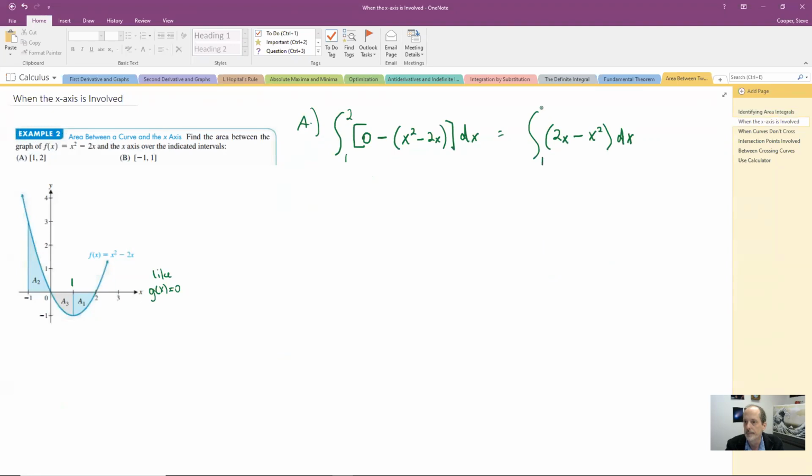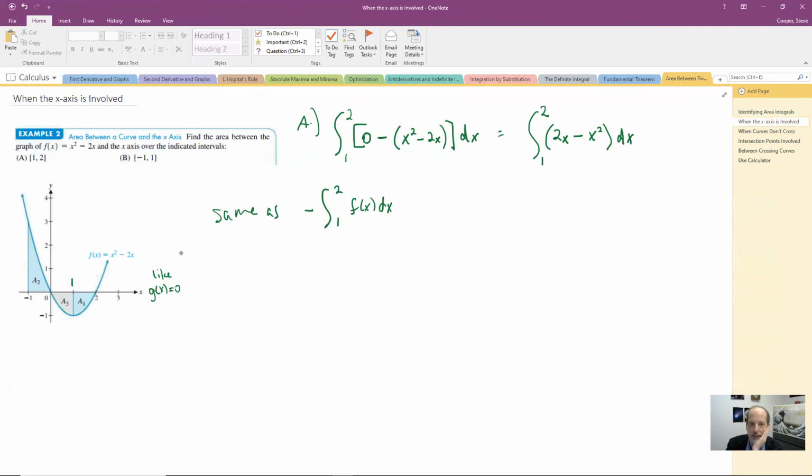From 1 to 2. That's the same thing as negative integral from 1 to 2 of f(x) dx, which we said, since it's below the x-axis, is how to get the area. You have to negate it. Okay, so now let's follow through and calculate this part.